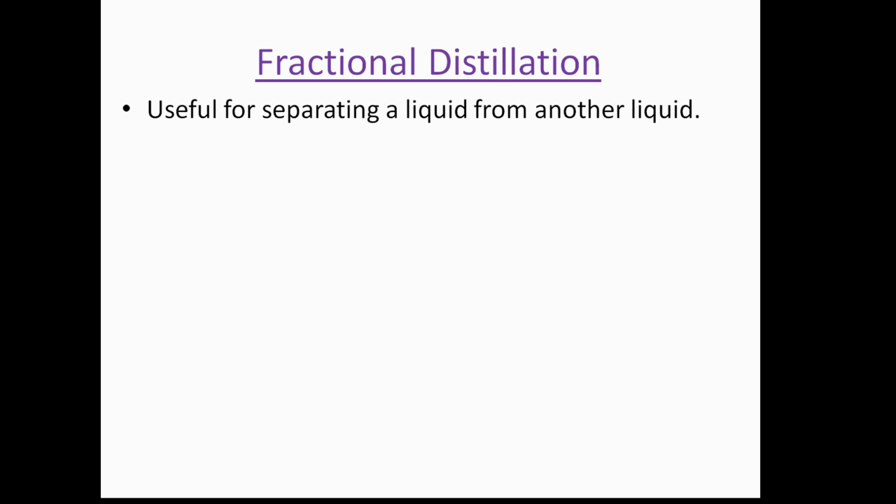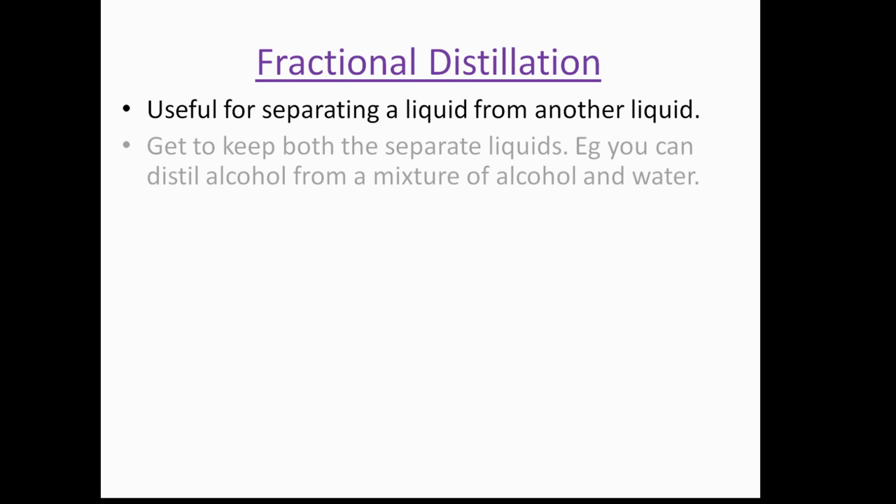Fractional distillation is used for when we need to separate one liquid from another. This is quite a difficult process. You get to keep both of the separate liquids, and one big use of it is to get alcohol from alcohol and water, so we can ferment something, whatever that might be, potatoes, grain, and get a weak alcohol solution of maybe about 14%, and then you can distill it up to get it up to 50, 60, 70, 80, 100% alcohol.